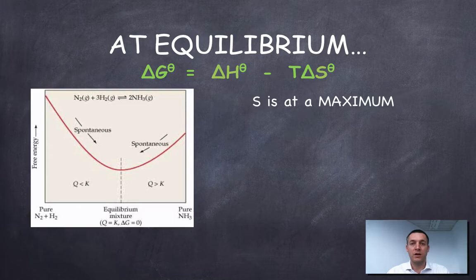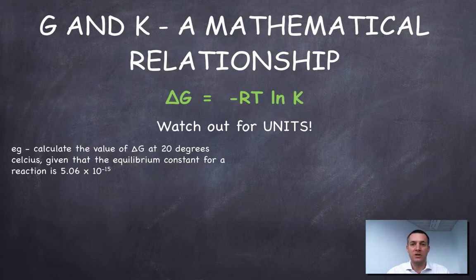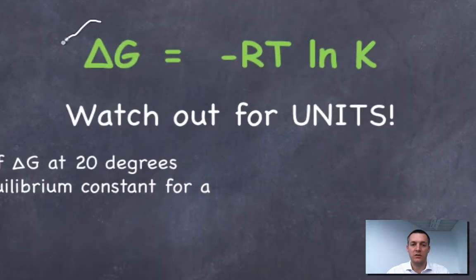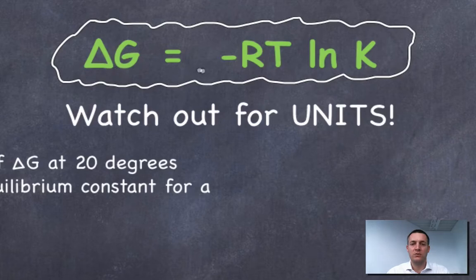And where we do have to start doing some maths is when we start connecting the free energy change for a reaction with the equilibrium constant. Okay, so here is an equation which is very important and allows us to make that connection. It says that the free energy change is equal to minus the gas constant, 8.31, multiplied by the temperature in Kelvin, multiplied by the natural logarithm, that's what ln is, of K. Now you don't really need to worry too much about what the natural logarithm is or means, because there's a button for it on your calculator.